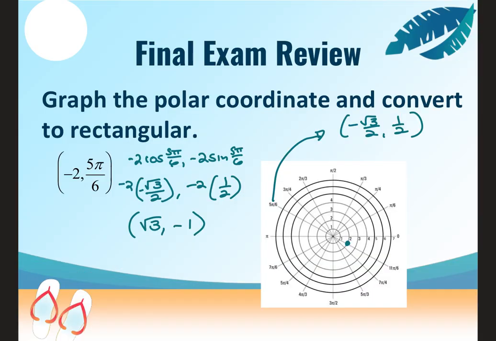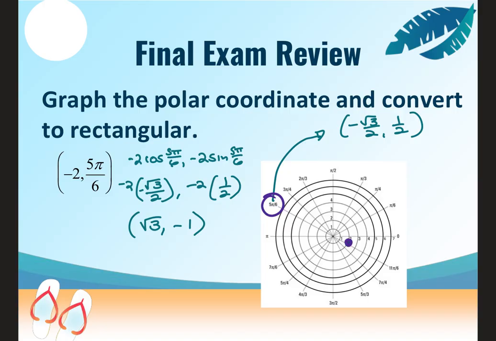All right, then we went polar. So this one says plot the polar coordinate and convert it to rectangular. It was negative 2, 5 pi over 6. 5 pi over 6 is here, but the r was negative, so we put it in the opposite direction, which would have been over here in the 4th quadrant.